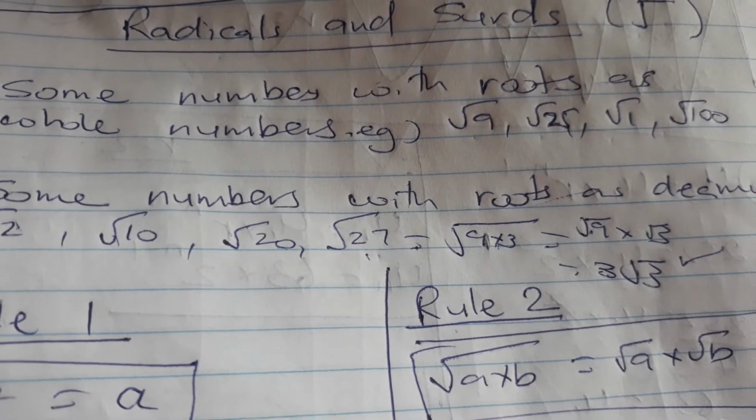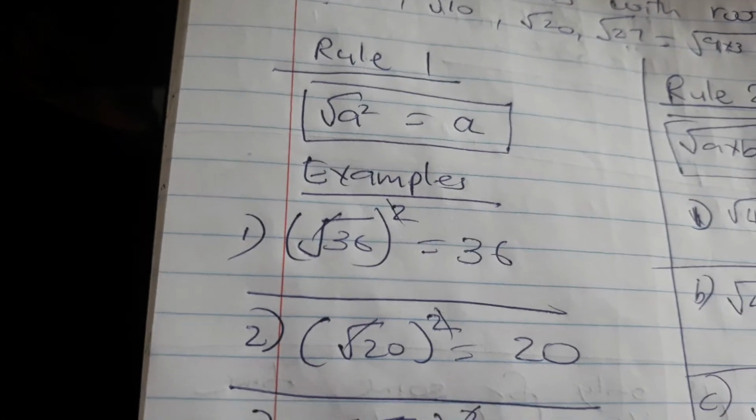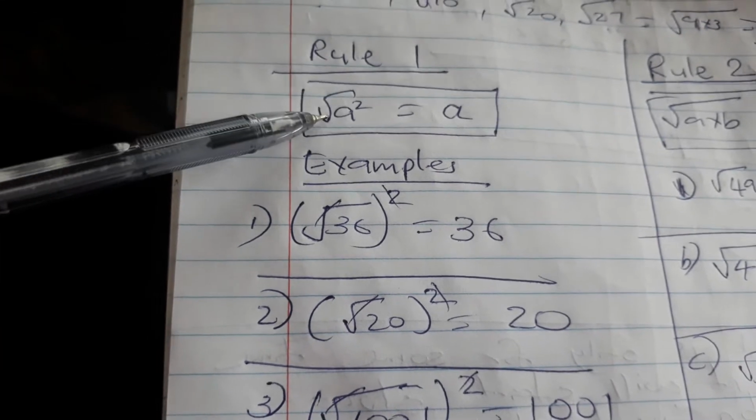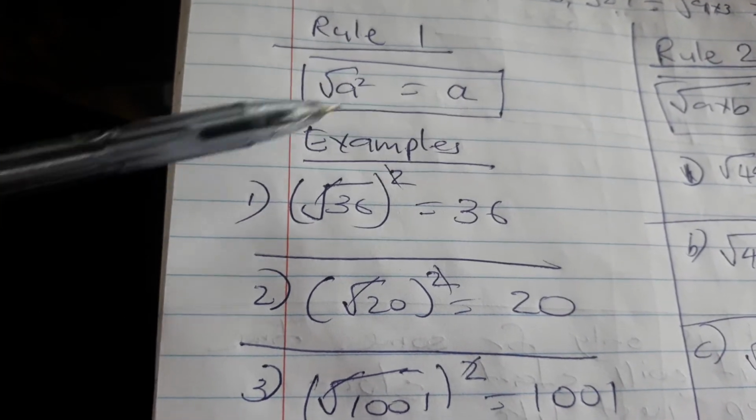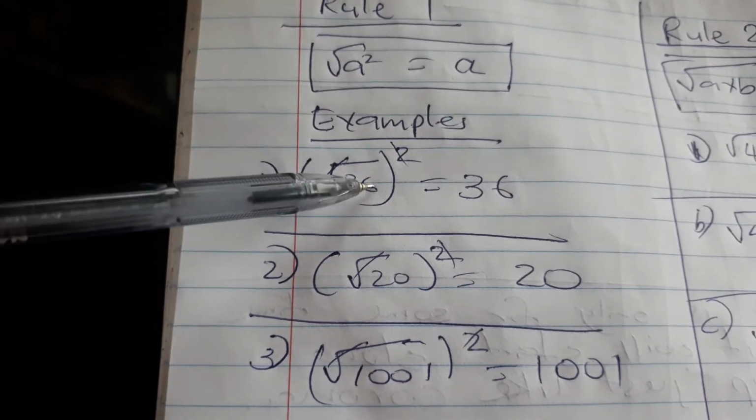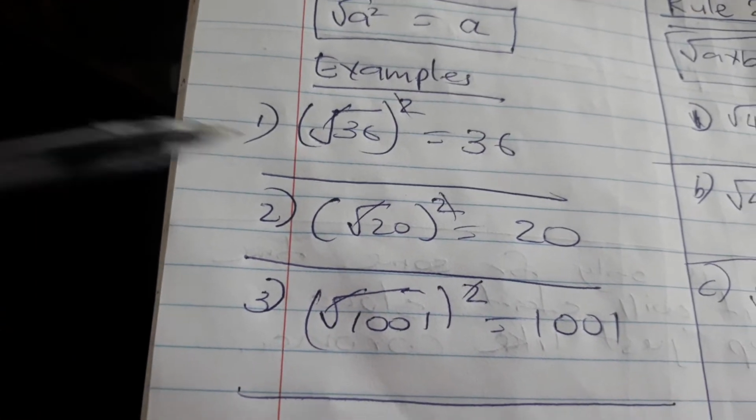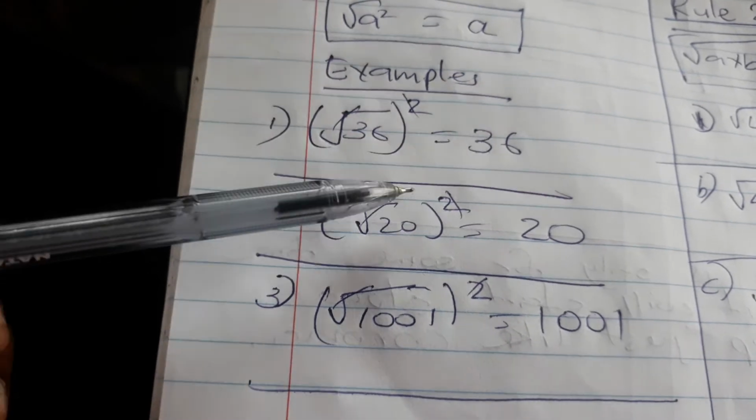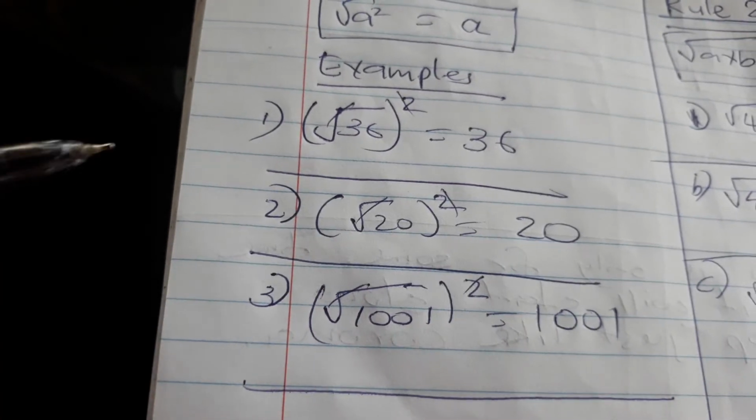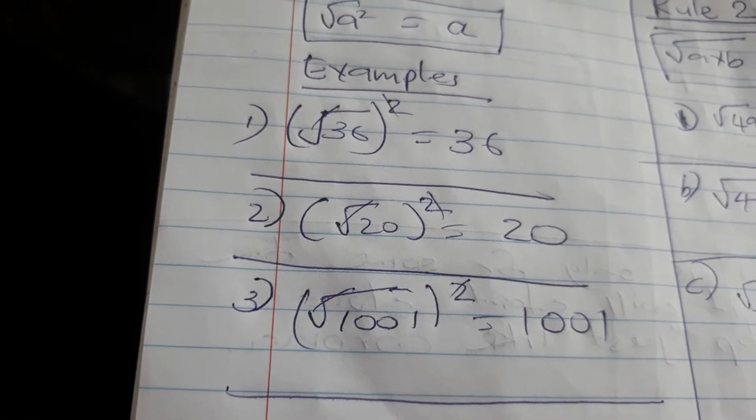We are going to first look at a few rules together. Rule number 1. The square root of a number squared is just that number. For example, the square root of 36 squared: the square and the square root will cancel, so your answer is 36. In this case, again the square and square root cancel, and your answer is 20.